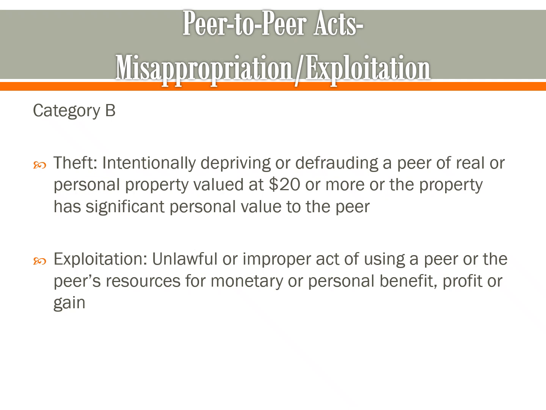And then exploitation is the same as in category A, but this involves two peers. One individual is using the peer's resources for monetary or personal benefit, profit, or gain. An example of this is that there are two roommates, and one rents a shed to keep their stuff in. The other roommate decides they want to keep their stuff in that shed as well, and puts their stuff in there, but does not pay their share of the rental. The first roommate does not say anything because they are afraid or does not want to upset their roommate.